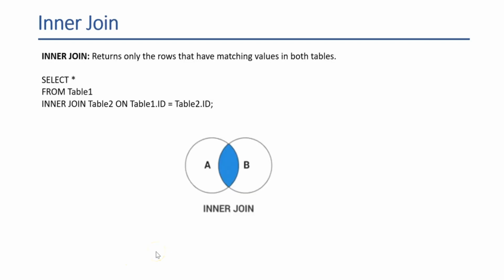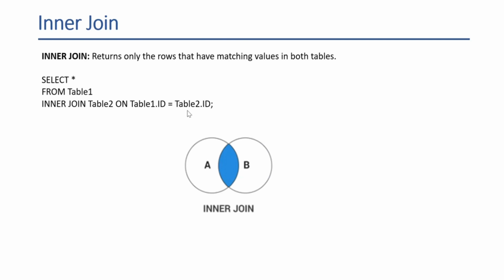So what is the inner join? Inner join returns only the rows that have matching values in both the tables. If you see this Venn diagram, only the matching rows between these two tables will be retrieved. And what's the syntax for that? You have to mention the SELECT keyword, then asterisk or the names of your columns from table 1, INNER JOIN, again keyword, table 2. So this is your table 1, which joins to table 2 on the basis of which column. ID is the column in this scenario to join these two tables.